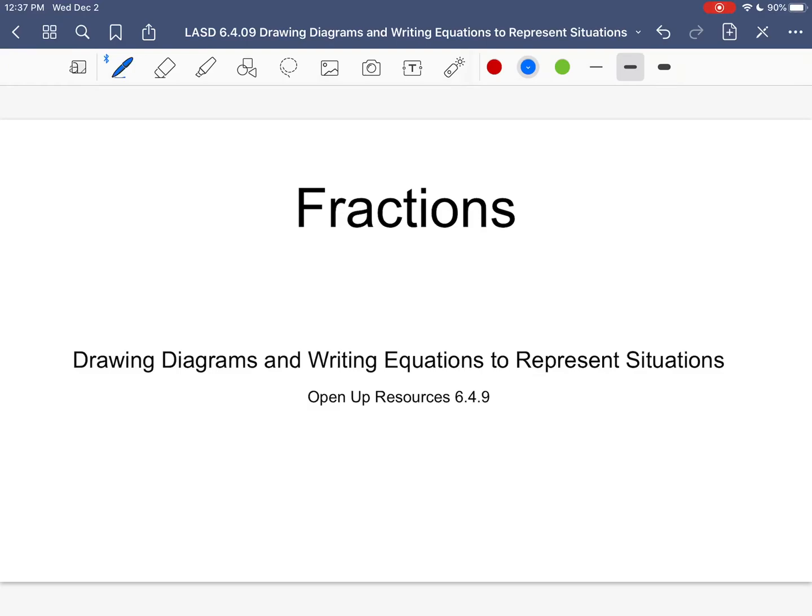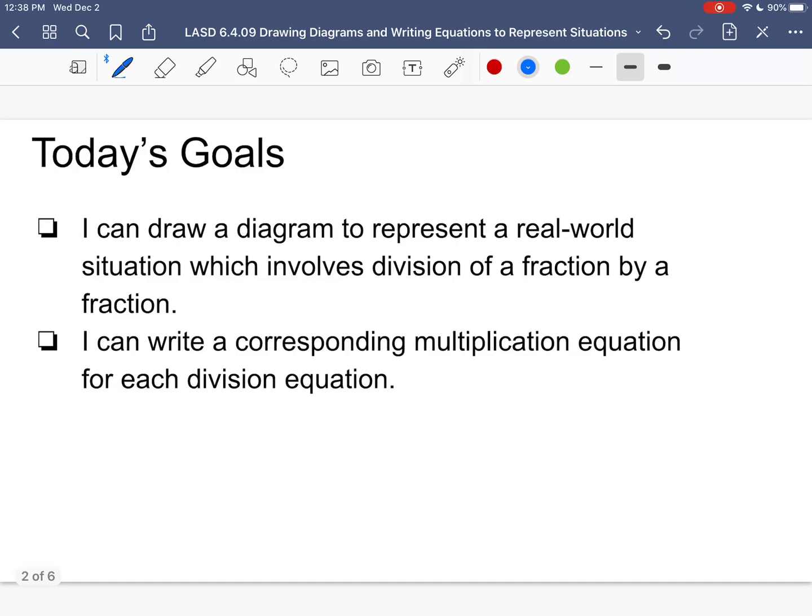Welcome back to the unit on fractions. Today's lesson is about drawing diagrams and writing equations to represent real-world situations. The goals of today's lesson are that you can draw a diagram to represent a real-world situation which involves division of a fraction by a fraction, and that you can write a corresponding multiplication equation for each division equation.